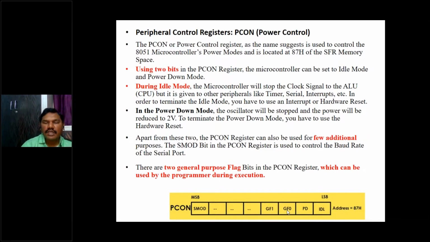F0 we have shown in the PSW. Along with that, we have two more general flags, GF0 and GF1, called general purpose flags. See, there are two general purpose flag bits in the PCON register which can be used by the programmer during execution itself. So that is what we call the power control. You can control the power supply also by using this PCON register.